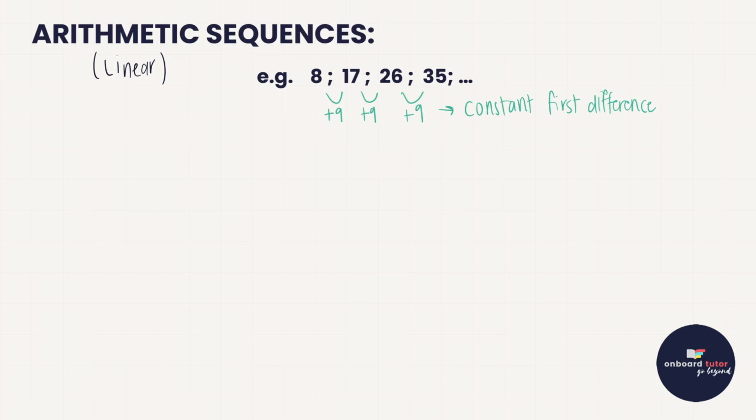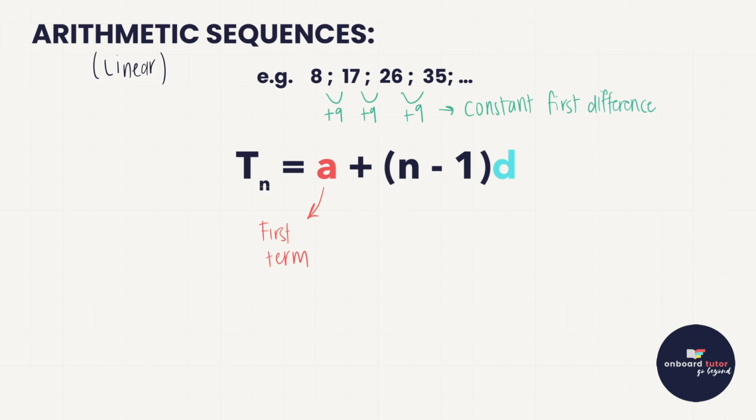But as we start to build on the foundations that we developed in grade 10, we move towards this arithmetic sequence notation in grade 12. And so this is the formula that we will use from here on out. Tn is equal to a plus n minus 1 multiplied by d. And in this formula, we take note of the following. A is the first term of the sequence, and d is the constant difference.